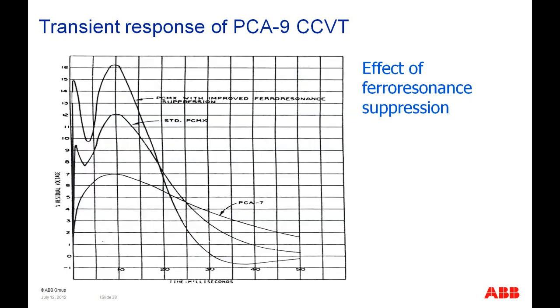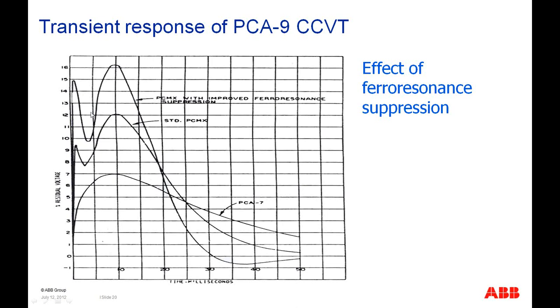If you look at the response using different types of designs for different types of ferroresonance suppression, the PCA7 that you see down here has strictly a passive ferroresonance suppression. That's why you don't see any ringing in it at all. So it has an overshoot of around 7%, but it lasts much longer, upwards of 15 milliseconds before it dies out.